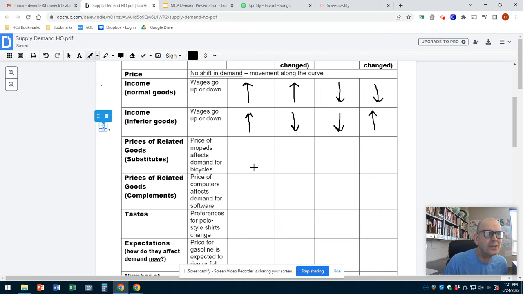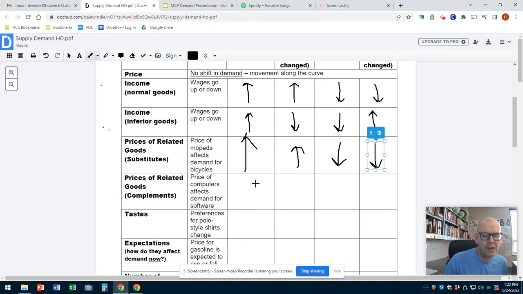So let's say we're talking about the demand for bicycles, by the way, and the related good is mopeds. The price of mopeds, let's say, goes up. What is that going to do to our demand for bicycles? Well, if the price of mopeds goes up, the law of demand says people will buy fewer mopeds. And if they're buying fewer mopeds, they're going to turn to the substitute, bicycles, and the demand for bicycles is going to go up. Let's say the price of mopeds goes down. Then people will buy more mopeds, and if they're buying more mopeds, they're going to buy fewer bicycles. So demand for bicycles goes down.